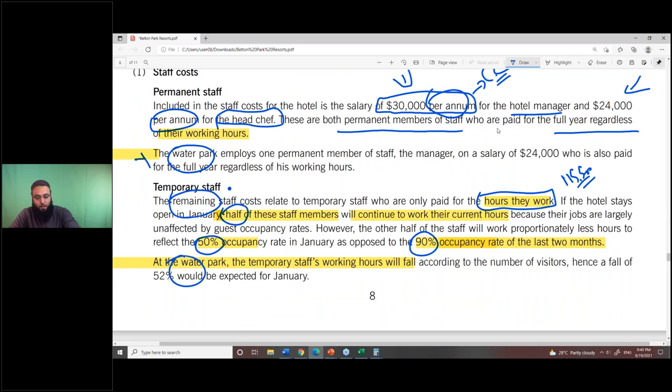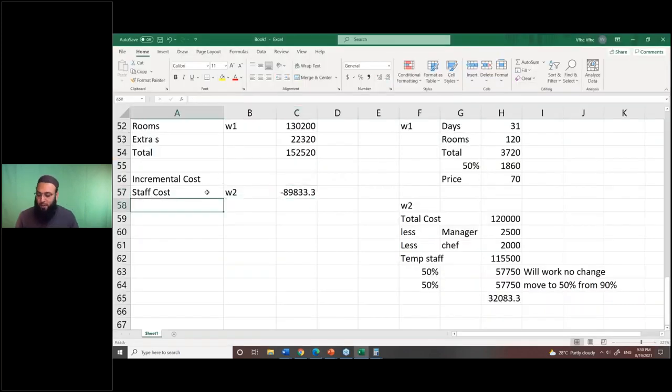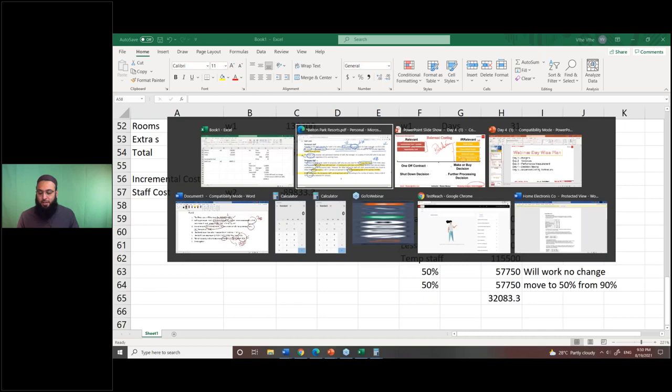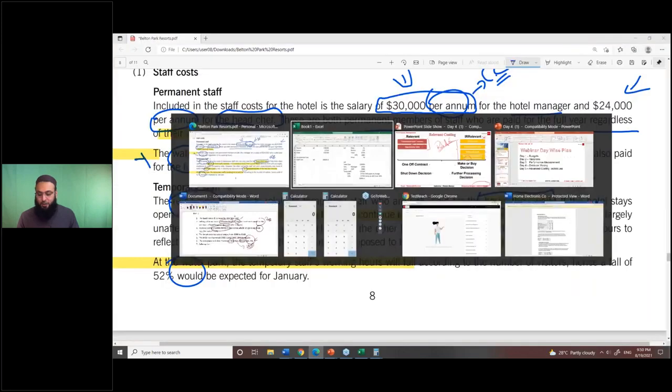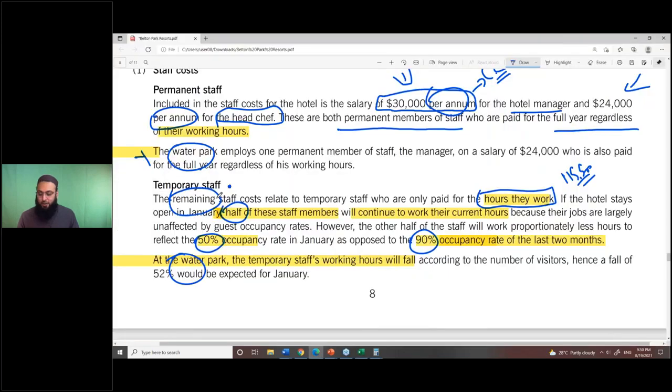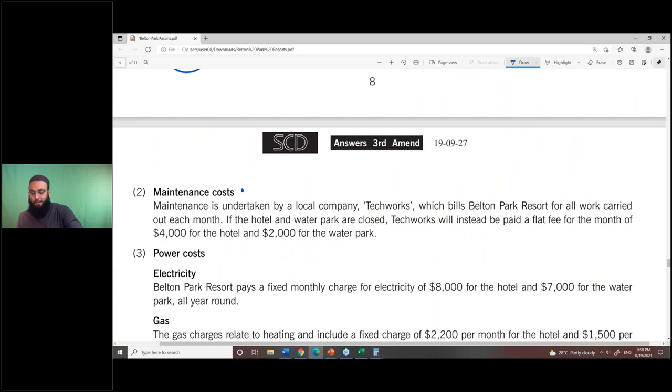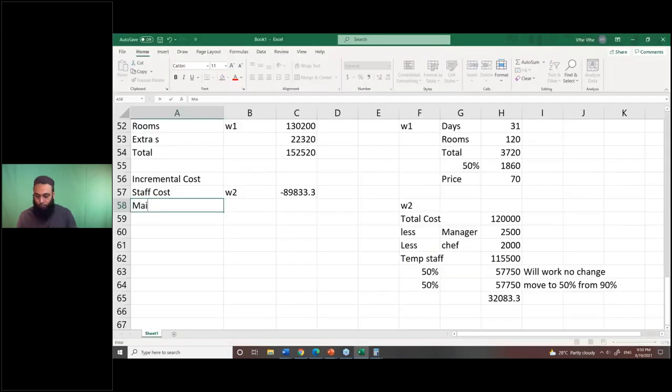Now, no issues in this working. Done with the calculations. If you still have any, just note it down. We'll come back again. Staff cost done. Now moving towards the next one, and that's basically maintenance cost, the second one. So let's read what is written for the maintenance cost. Okay. Working 3, maintenance costs.